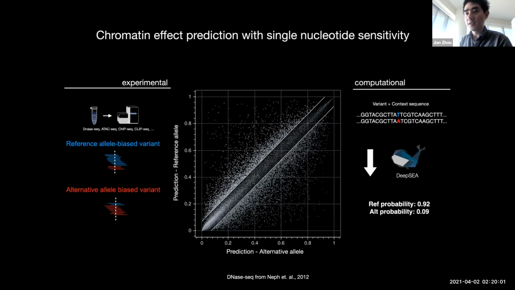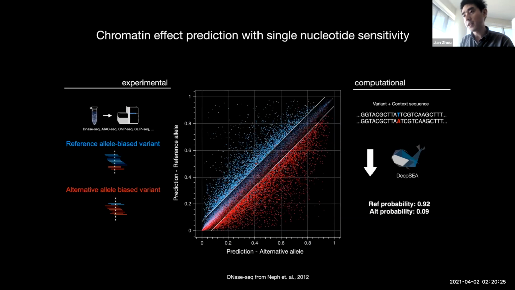So if our prediction is correct, then those dots that are off diagonal are reference allele biased, which means it's more DNA sensitive for the reference allele and should be labeled blue. And those that are below diagonal should be more alternative allele biased and should be labeled red. And this is indeed the case.